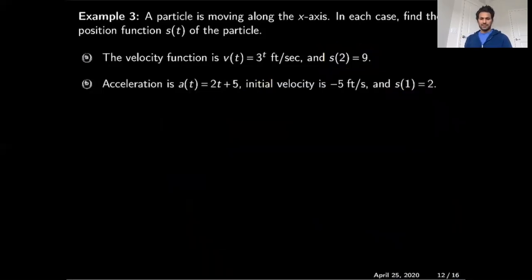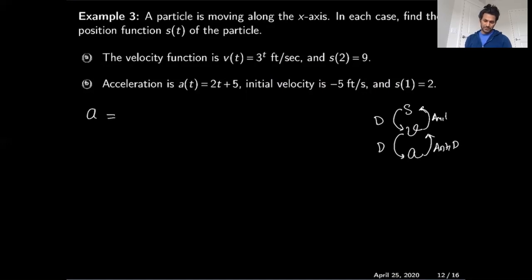Here I have the acceleration. You know the relation between distance, velocity and acceleration: if you take the derivative of the distance function, you get velocity, and if you take the derivative of the velocity, you get the acceleration. So in order to go back, I have to take the antiderivative to get velocity, and then take the antiderivative again to get distance back. I will start from the acceleration, which is 2t plus 5.